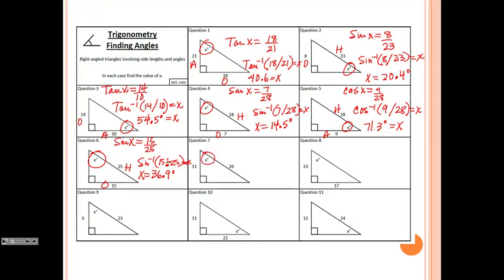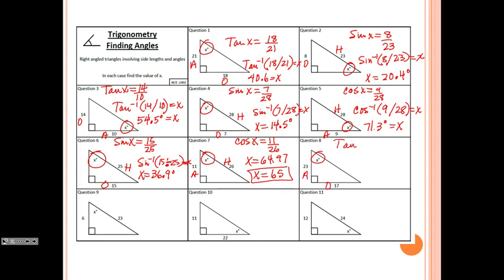Okay, this one is going to be adjacent and hypotenuse, that's going to be cosine. Cosine x equals 11 over 26, okay? So we're going to go second cosine, and we're going to do 11 divided by 26. And we're going to get 64.97, but that's really going to round up to what? 65.